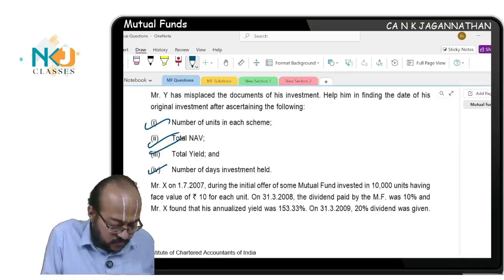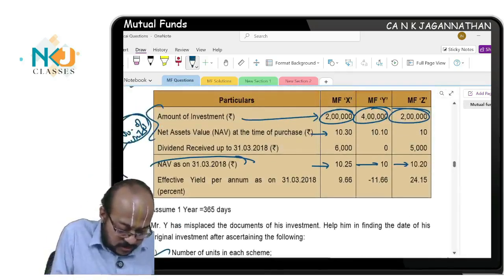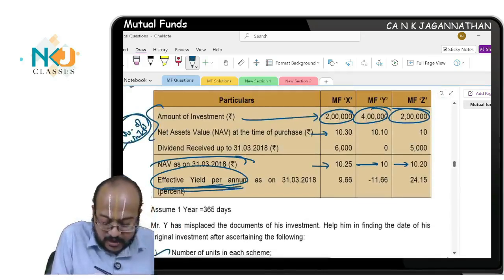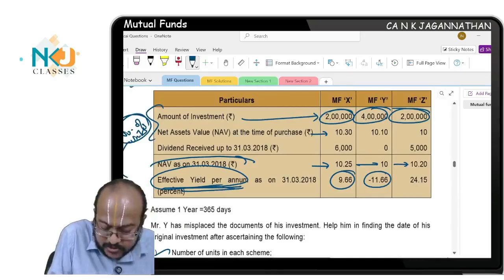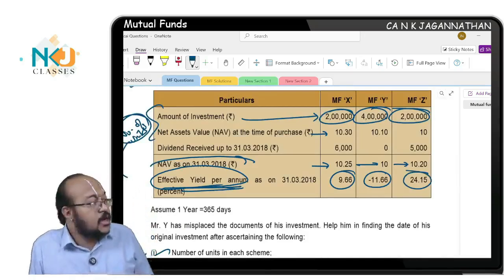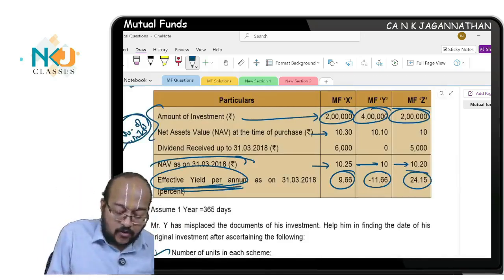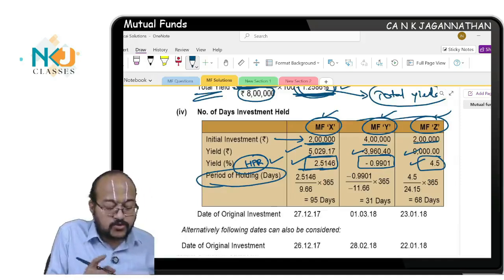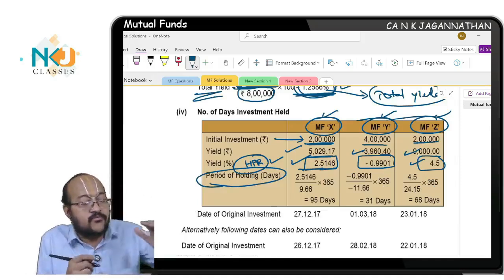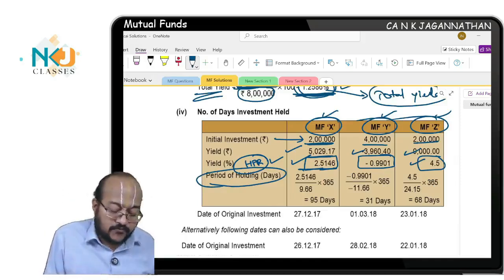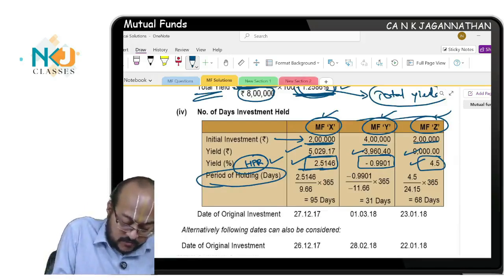Here, what they have given in the question is the effective yield per annum. Annualized yield they have given as 9.66, 11.66 and 24.15, and the holding period yield we just computed. Using annualized yield and holding period yield, we need to compute the number of days of investment. Okay, it is very simple to compute.